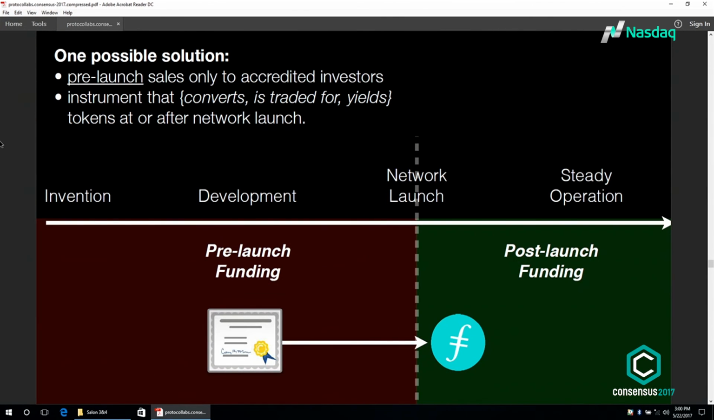So one possible solution, and I'll describe possible solutions here, is to take that pre-launch sale, the riskiest part, and do that with accredited investors only. And that fits into the regulatory framework of the US. So you can think about creating an instrument that converts or is traded for or yields tokens at some point in the future. At the very beginning, you would raise investment in a slightly more traditional way, with this instrument that would then be traded for tokens later.